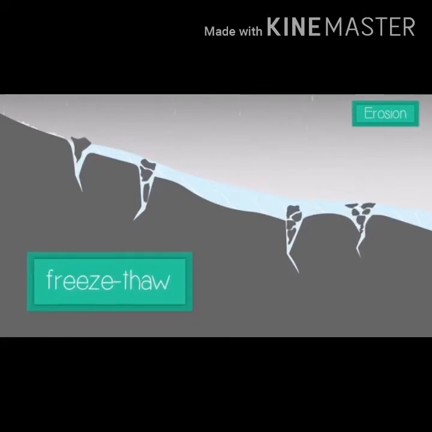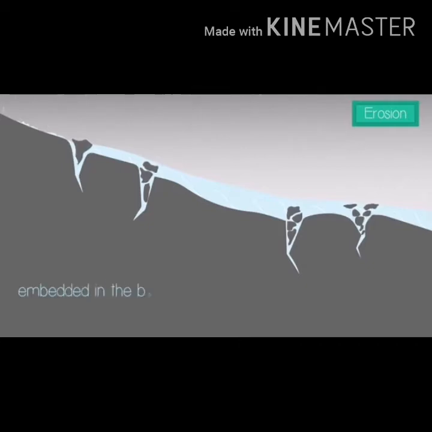The first happens when the water enters cracks in the rock. When this freezes, it expands, thus putting pressure on the rocks and weakening them, which can cause them to break away. This process is called freeze-thaw. These rocks can then become embedded in the bottom of the glacier, and as the ice moves, can be plucked from the landscape. This is called plucking.